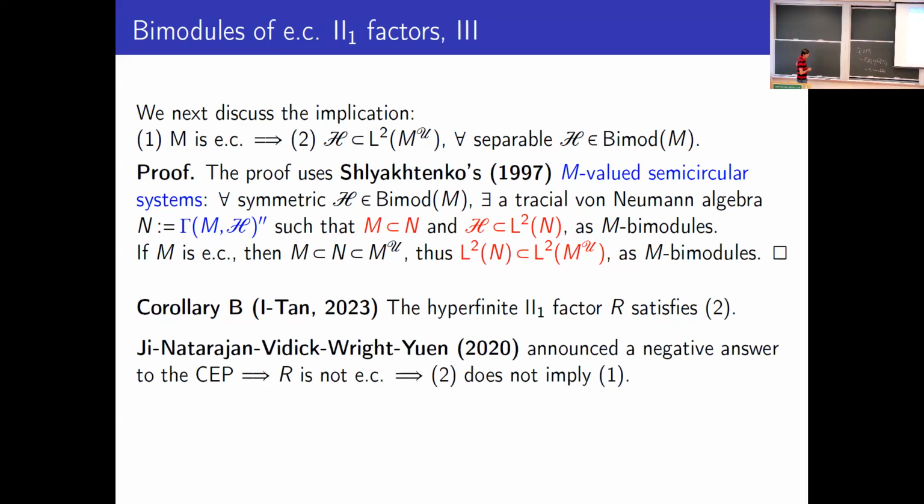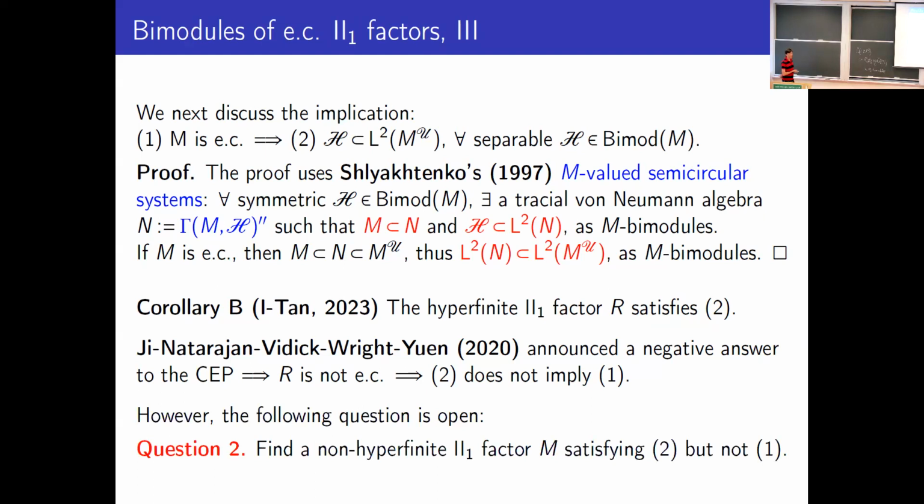And on the other hand, as you all know, I'm sure, there's this announced result of Ji, Natarajan, Vidick, Wright, and Yuen. They announced a negative answer to the Connes embedding problem, which implies that the hyperfinite II_1 factor is not existentially closed, and which by this Corollary B tells us that 2 does not imply 1. Because the hyperfinite II_1 factor satisfies 2, but is not existentially closed. So condition 1 is strictly stronger than condition 2.